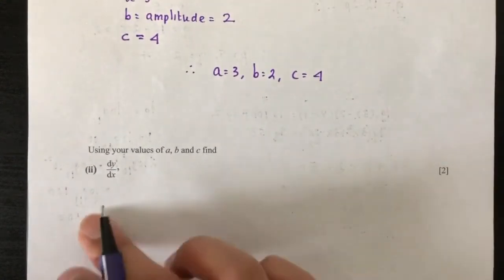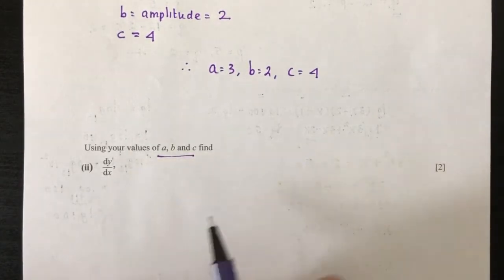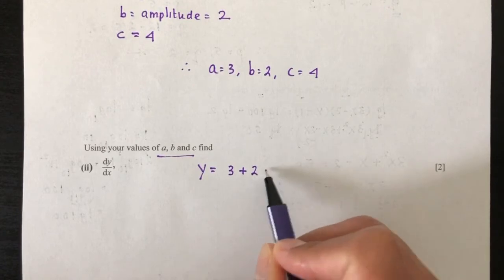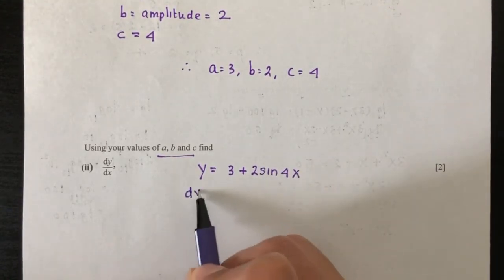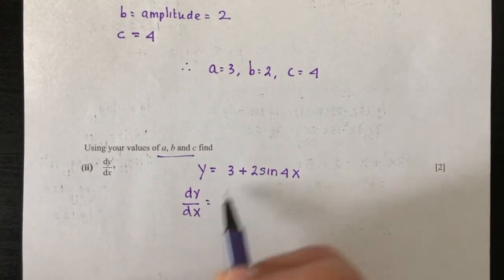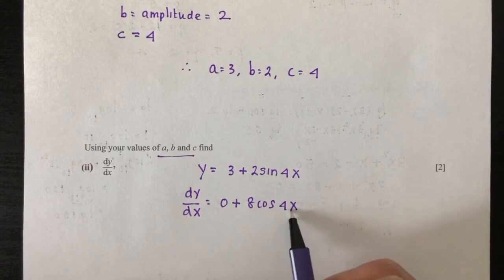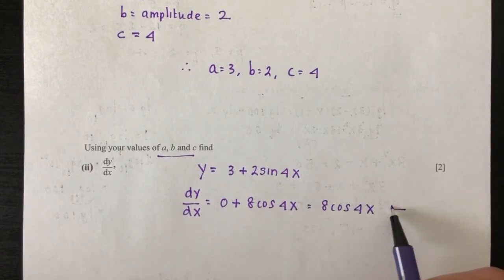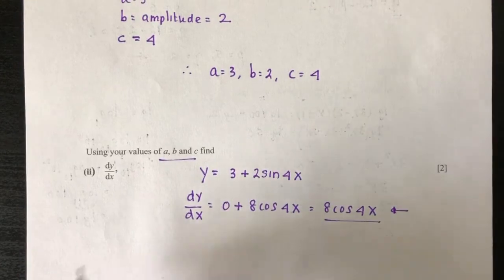Now for part 2, using your values of a, b, and c, find dy by dx. So y is now 3 plus 2 sine 4x. Find dy by dx, that is equal to 0 plus 8 cos 4x. So 8 cos 4x is your dy by dx. That is your answer to part 2.